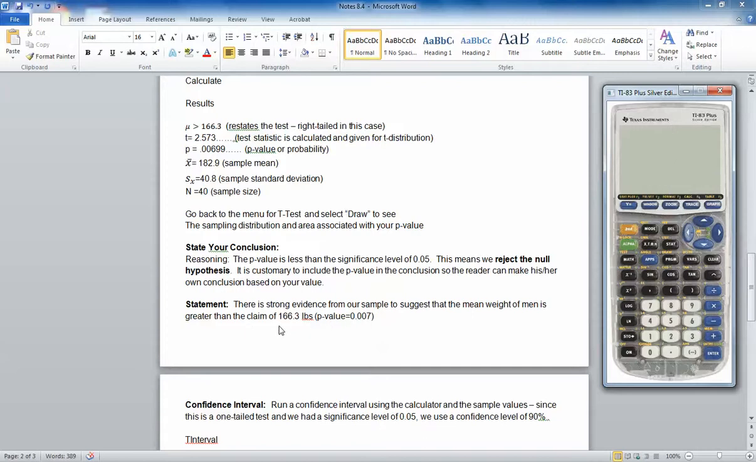Again, notice that our statements are all based on our null hypothesis. We don't actually put the sample in there, the 182.9. We just say that it's greater than, based on the sample that we have.